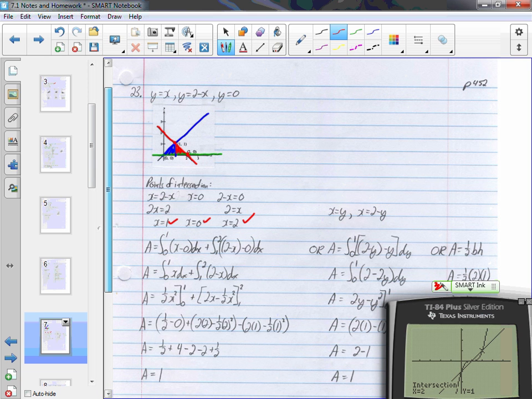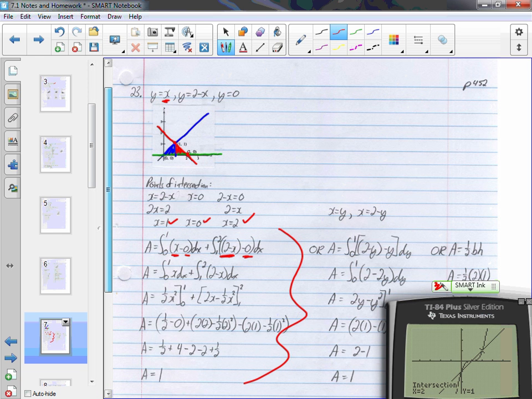Okay? So I need to make the integral from 0 to 1 of, then it's the blue one on top. So f of x is x minus, then the one on the bottom, the green one, y equals 0. And then the integral from 1 to 2 of, this time it's the red one on top. So f of x is this time 2 minus x minus g of x, the green one, still 0. And then we can work it out from there.